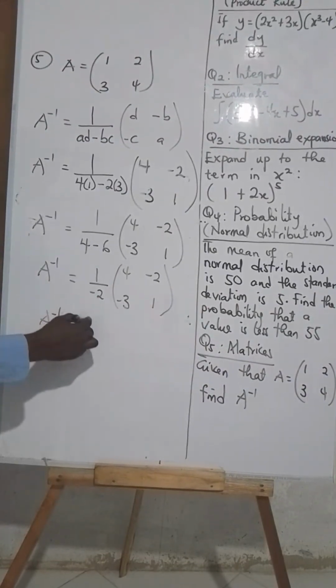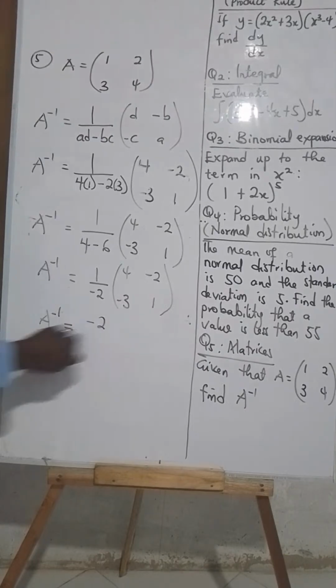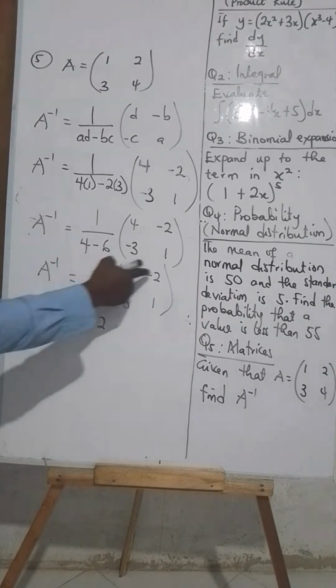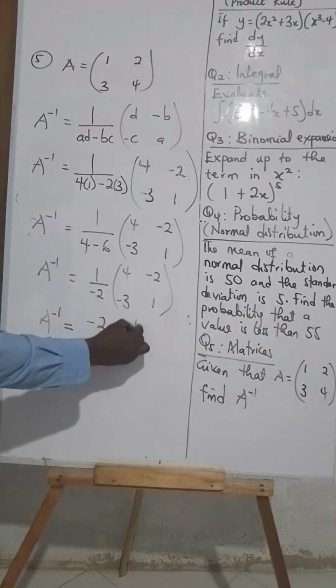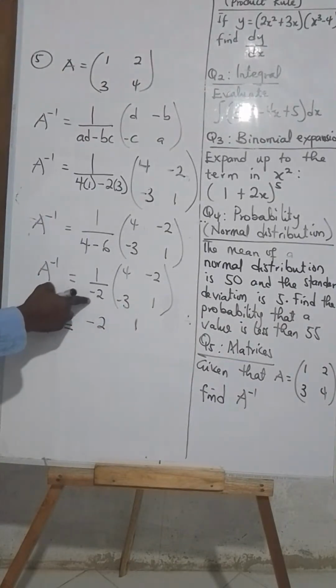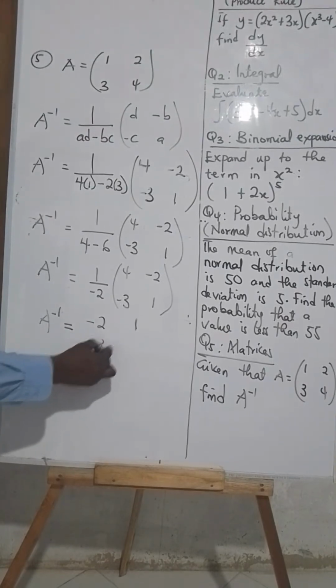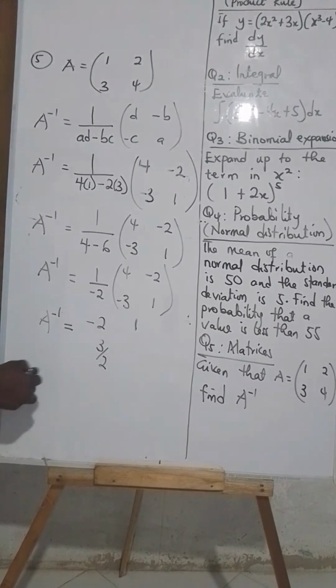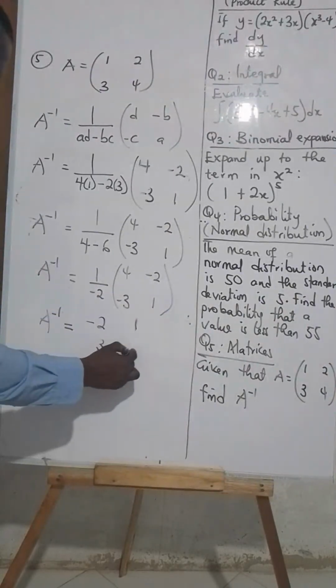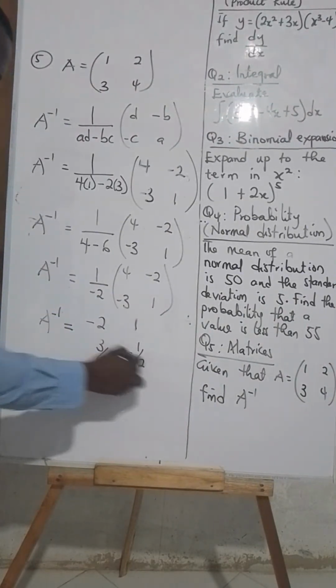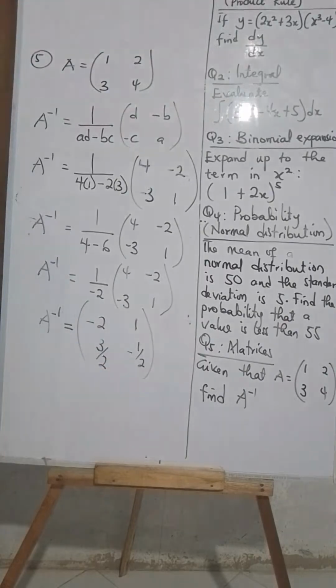So you have minus half by 4. That gives us minus 2. Then minus half by negative 2 will give us 1. Then negative half by negative 3 will give us 3 on 2. The minus half by 1 will give us minus half. Right, so that is the matrix question.